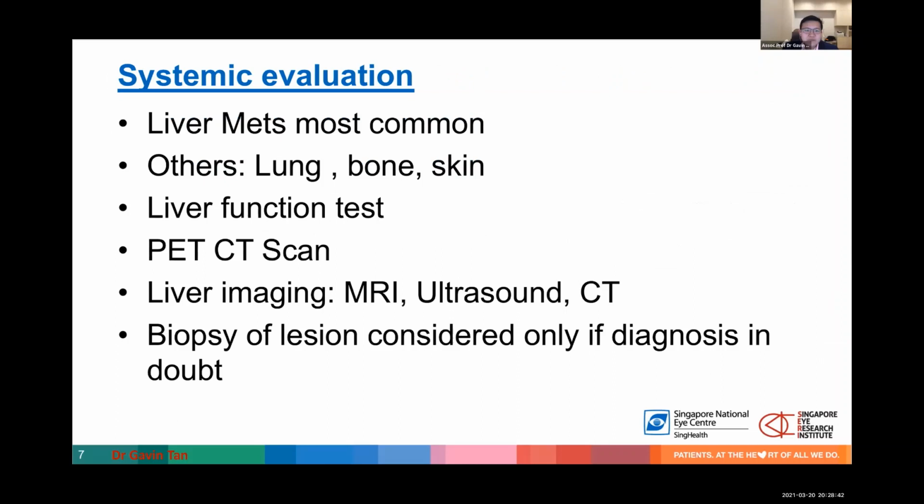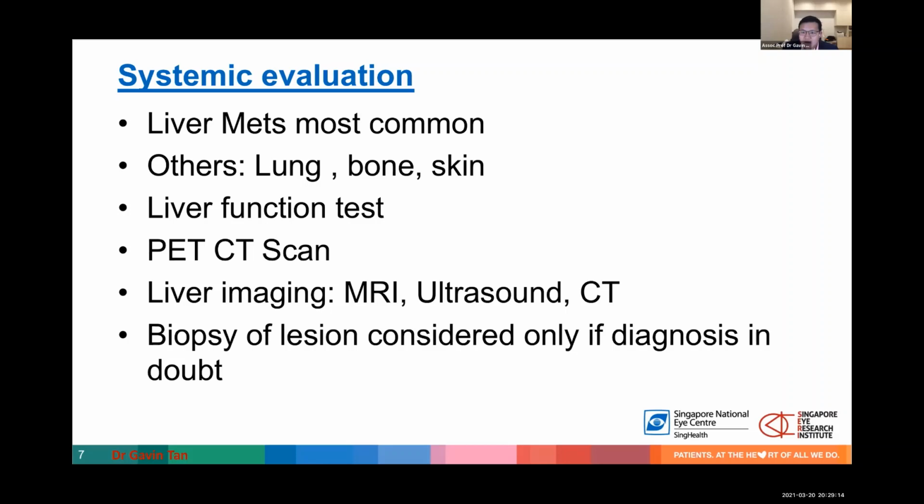So when you have decided that the lesion you're seeing in the patient's eye is a melanoma, you need to do a systemic evaluation. Liver mets are the most common, although you can get lung, bone, and skin and other metastases as well. The usual basic test would be an LFT. You would want to do some systemic and liver imaging. In our context, we were using PET CT whole body scans. For surveillance, you may want to look at the liver in particular with MRI, ultrasound, or CT. And as I mentioned, biopsy of the lesions is usually only considered if there's diagnostic doubt.